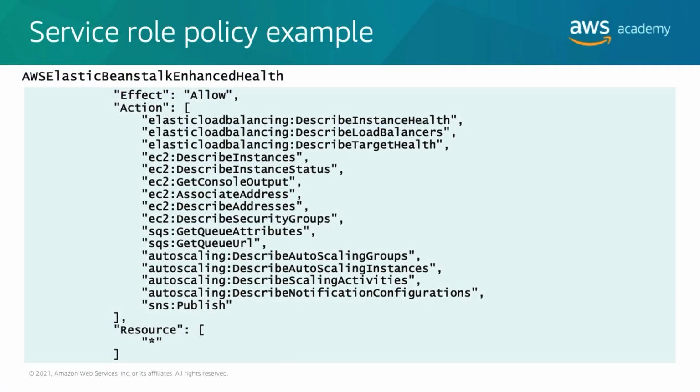This shows an excerpt of the AWS Elastic Beanstalk Enhanced Health managed policy assigned to the service role, AWS-Elastic Beanstalk-service-role, when you create an Elastic Beanstalk environment. This policy provides Elastic Beanstalk with permissions it needs to monitor the health of your EC2 instances. The policy also includes Amazon Simple Queue Service, or Amazon SQS, actions to enable Elastic Beanstalk to monitor queue activity for worker environments.